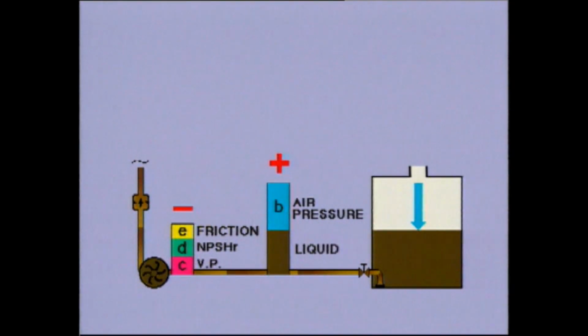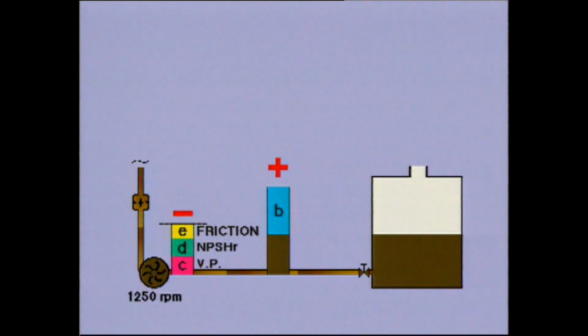Obviously, the trick is to reduce the size of the negative column. You can't do much about the vapour pressure. Most of the time, you don't even know its value, but you should be aware of the problem. Let's concentrate on the parts we can manipulate. Friction is lowered when the flow of liquid is reduced. Net positive suction head required is also related to the flow and the speed of the pump. A lower speed results in a lower NPSH required. So, to reduce the size of the minus column, it looks like a good idea to slow down the pump.